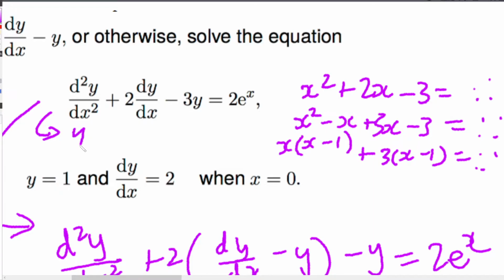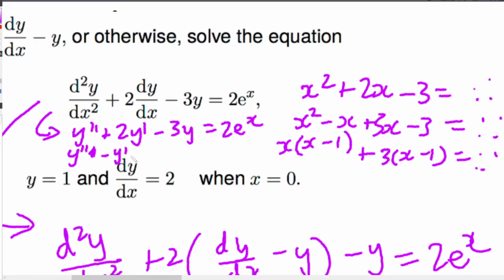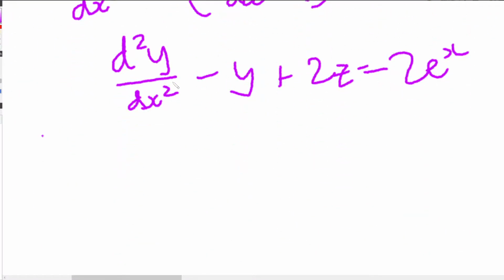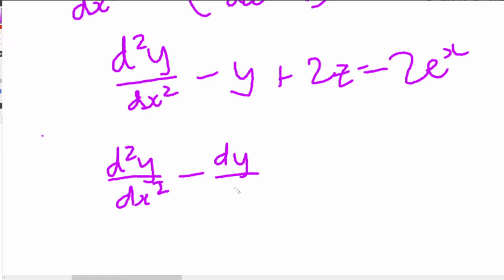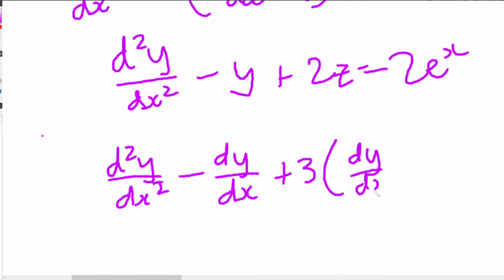So y double prime plus 2y prime minus 3y is 2 e to the x. And so if we split 2y prime in the same way, we get y double prime minus y prime plus 3y prime minus 3y equals 2e to the x. And now let's write it out in full here. We get d squared y over dx squared minus dy by dx plus 3 dy by dx minus y equals 2e to the x.